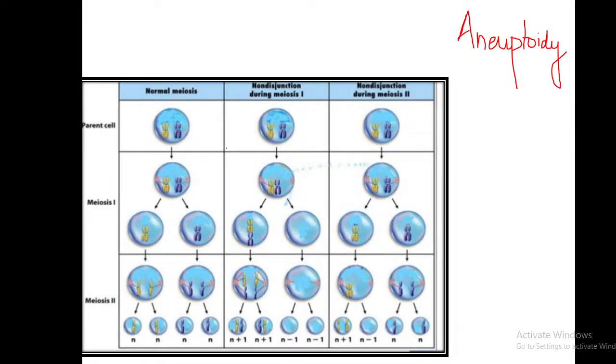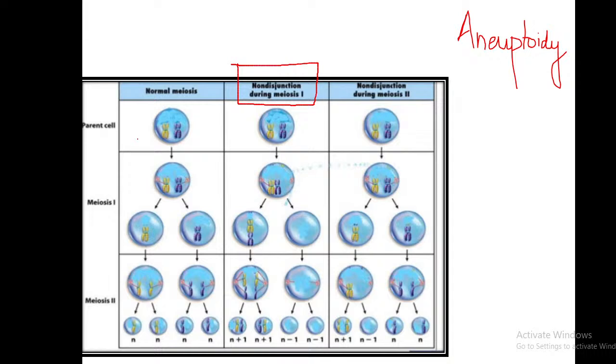Okay. Non-disjunction. Normal meiosis. I am talking about the reproductive cells. We are going to see what non-disjunction is. Non-disjunction we have explained in the mutation portion also. Normal meiosis in a parent cell takes place in the reproductive cells.